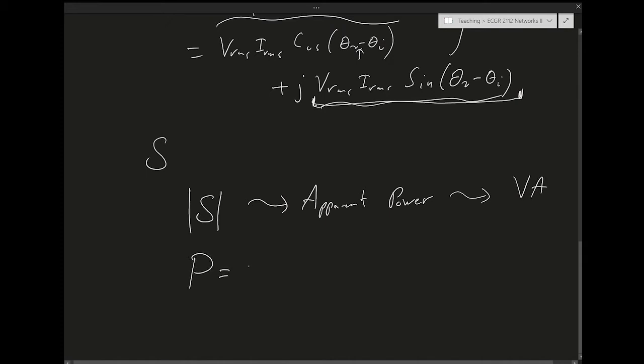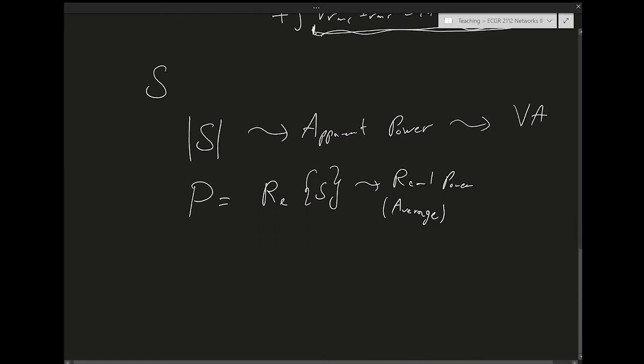P, which is the average power, or real power, is just the real part of S. Real or average power, right? And the convention is to use the classical watts for this power, because in many ways this is the actual energy that's being dissipated from the element. This is what causes heat in the element, right? This is what you extract from the power system.